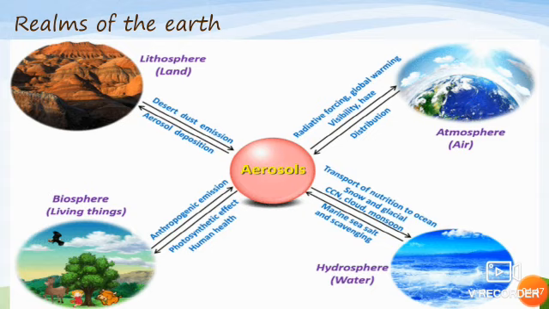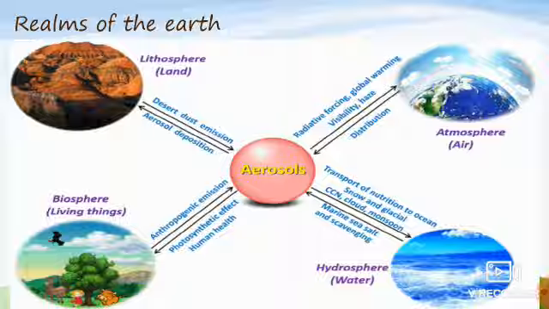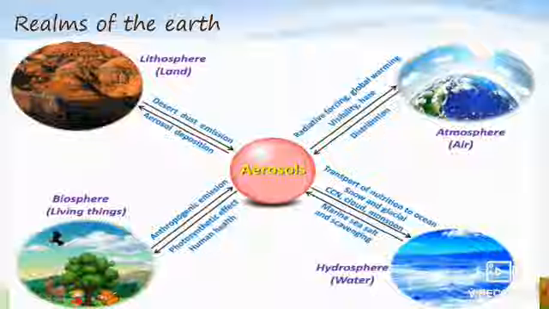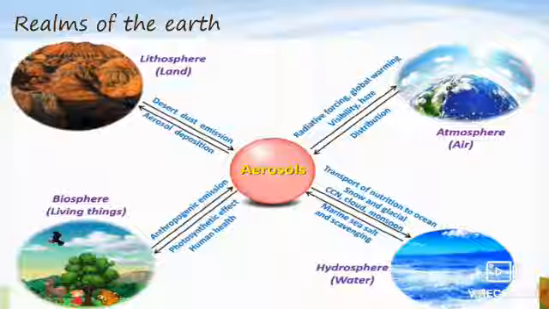Now, biosphere. The word bio is also derived from the Greek word bios, which means life. All living things existing on the land, in the water, and in the air are together called the biosphere. It consists of plants, animals, bacteria, and other tiny organisms.